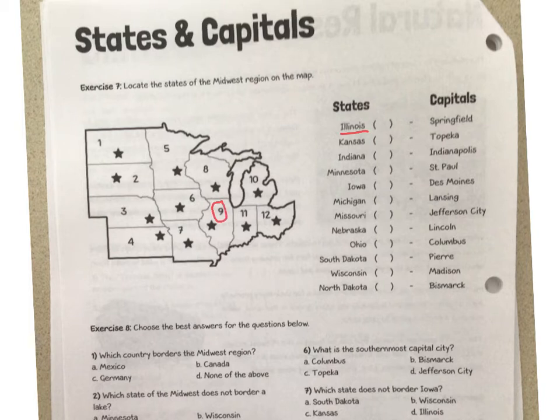So then I can go up here and I put a 9, and then I just want you to kind of recognize that the capital is right across, because you should be starting to remember the capitals and the states and how they go with each other. And you're also doing some IXL things where you're practicing learning the states in the Midwest.